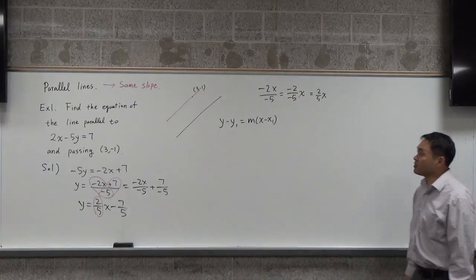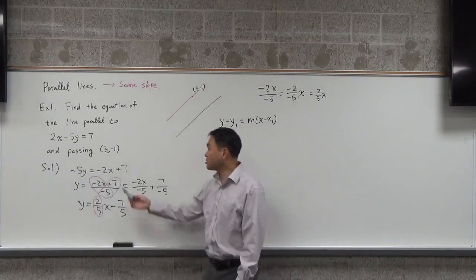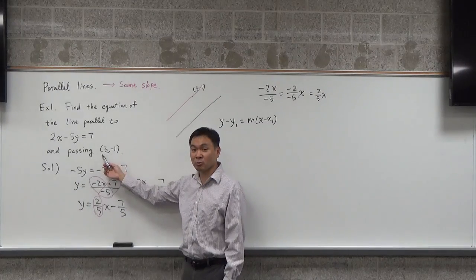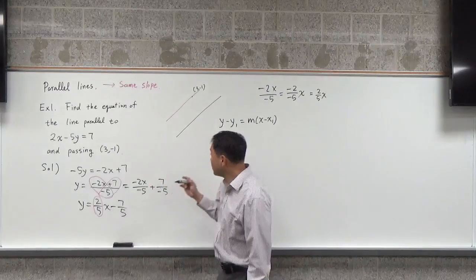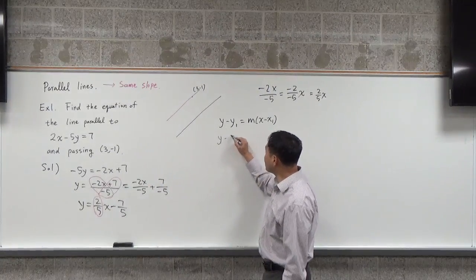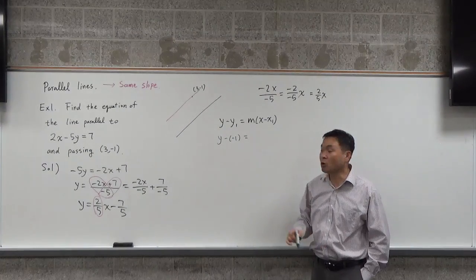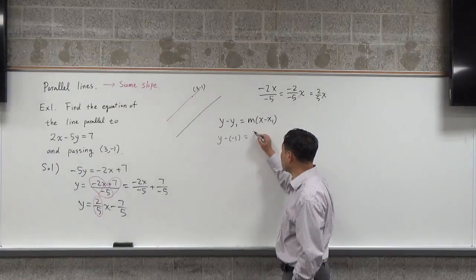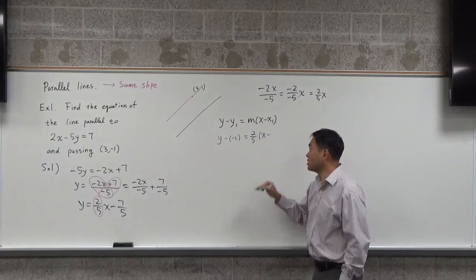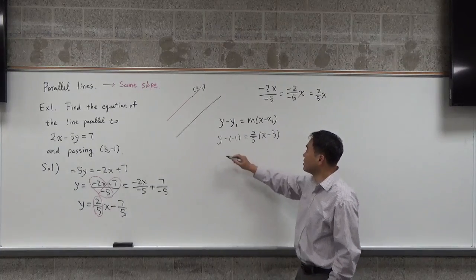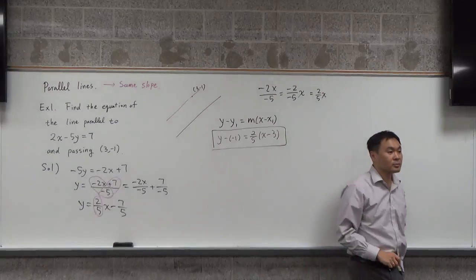So using that, what is x1 and y1? That's the given point. 3 will be x1 and y1 will be negative 1. You get that? So we're going to do y minus negative 1 equals, what's m? 2 over 5. That's the one that we just established. 2 over 5 and then x minus 3. And this is the answer. Okay?